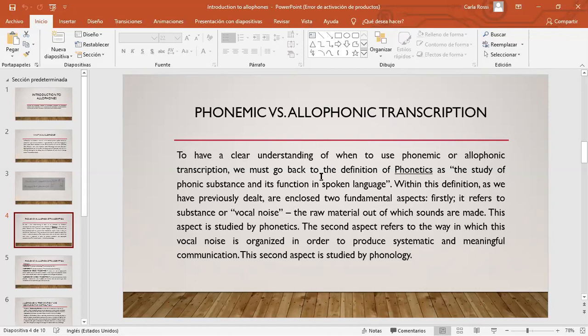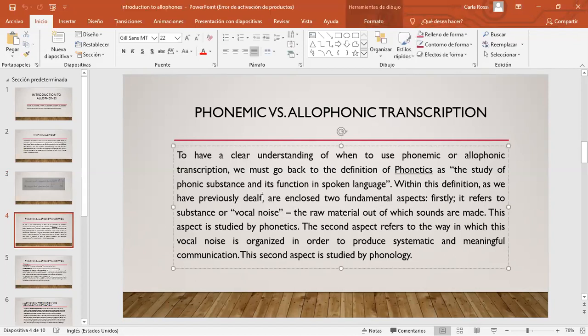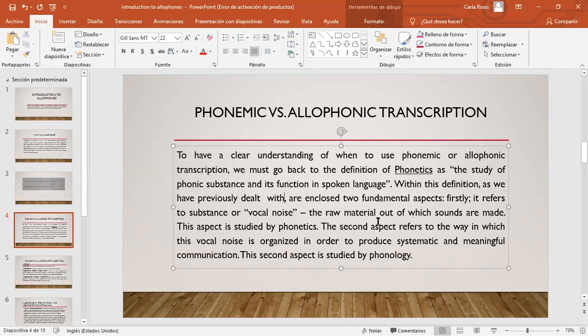With this definition, as we have previously dealt with, are enclosed two fundamental aspects. Firstly, it refers to substance or vocal noise, the raw material of which sounds are made, the pure and simple sounds, either vowel or consonant, that we articulate when we speak. That's mere vocal noise. This aspect is studied by phonetics without capital letters.